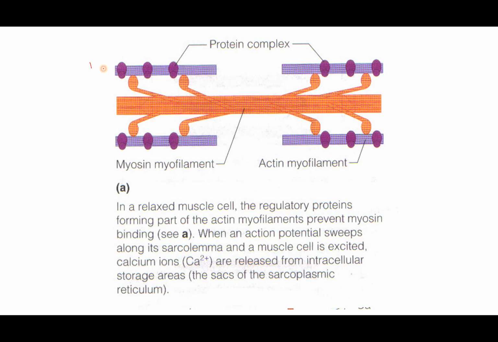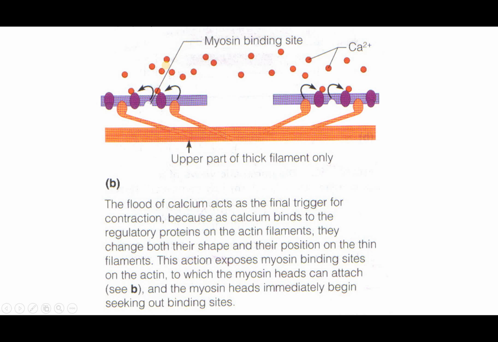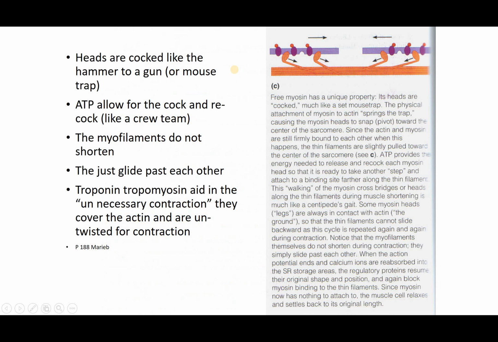Okay, here's the actin part, and there's the myosin part, and you're seeing the myosin heads binding to actin. In the presence of calcium, you start to get actual movement. The troponin tropomyosin aid in preventing unnecessary contraction because they will cover up the binding sites on the actin. So an unnecessary myosin head binding does not take place.